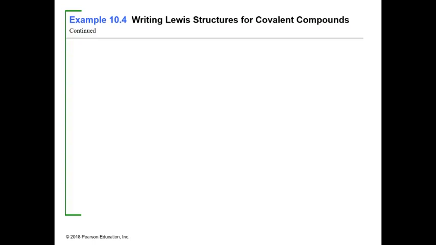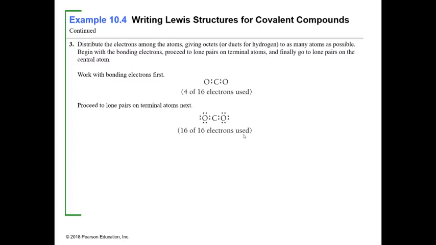Next, we need to place the 16 valence electrons around the atoms in the molecule. Start by placing electrons as bonding pairs between atoms to form single bonds. This connects the atoms together. Then, use the remaining electrons to complete octets on the outer atoms first.